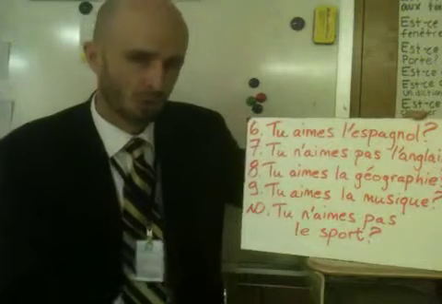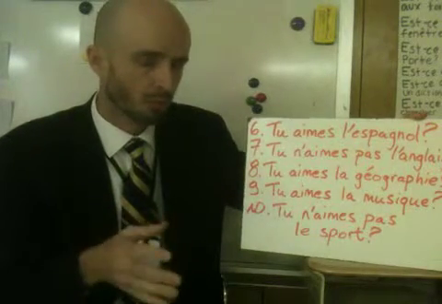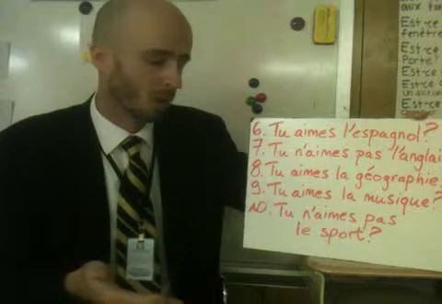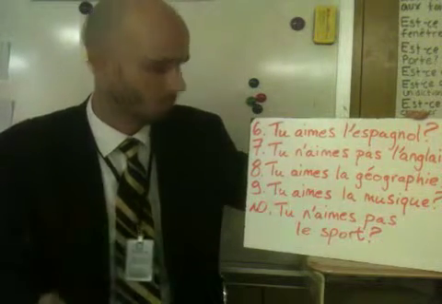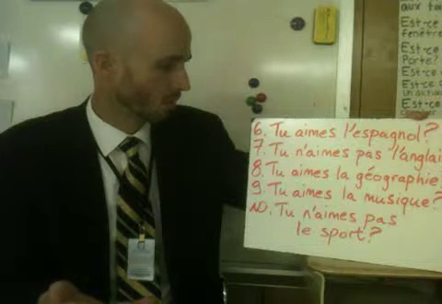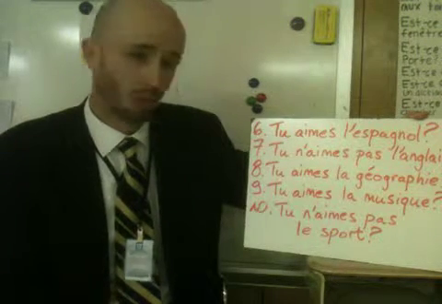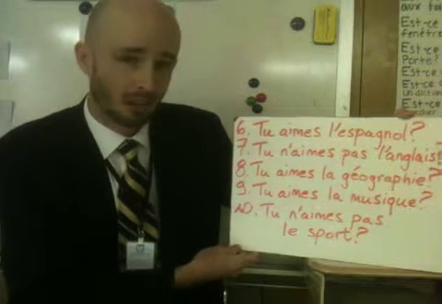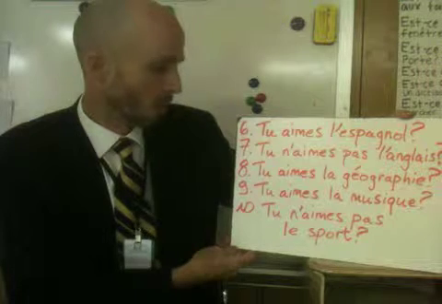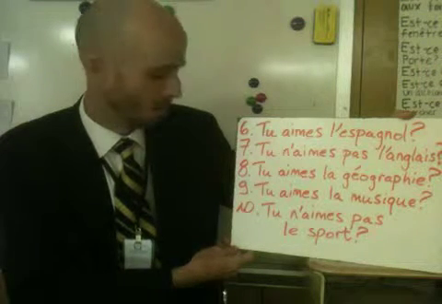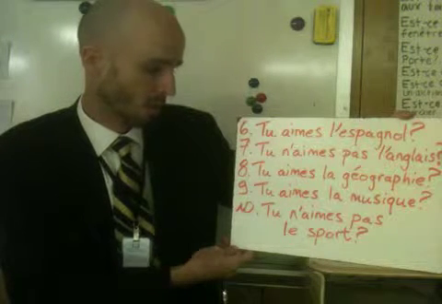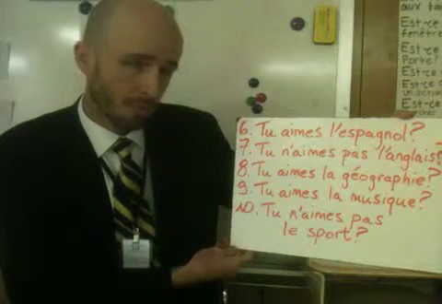Now, how would you answer these questions? Again, there are a couple of ways you could answer them depending on how you feel about them, but there'll be an appropriate way to answer yes or no. So, numéro 6. Tu aimes l'espagnol? 7. Tu n'aimes pas l'anglais? 8. Tu aimes la géographie? 9. Tu aimes la musique? 10. Tu n'aimes pas le sport?